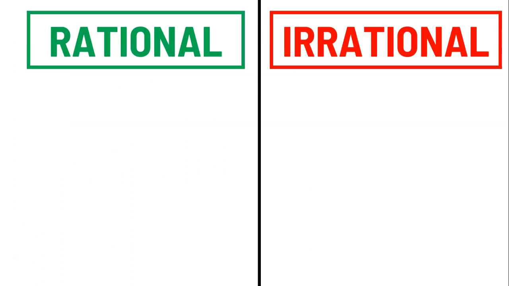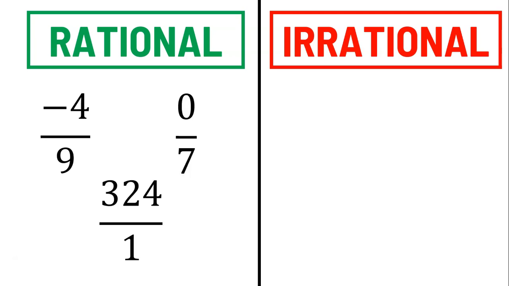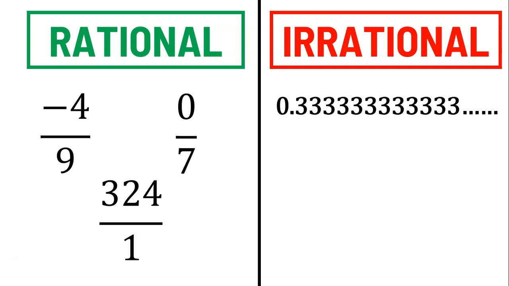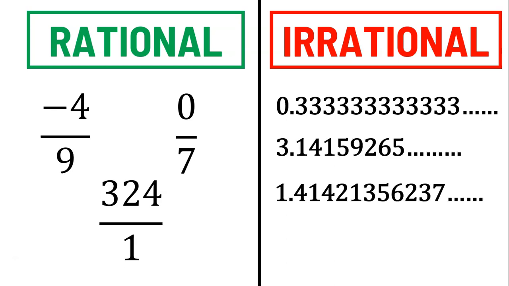So now let us classify and distinguish between rational and irrational numbers. Examples of rational numbers are minus 4 by 9, 0 by 7, and 324 by 1. Examples of irrational numbers are 0.3333, etc., and all of these non-terminating decimals. For example, pi and the square root of 2.